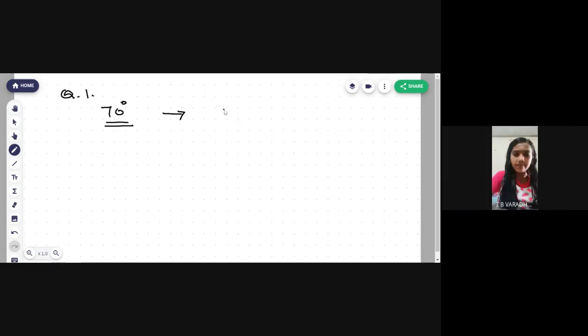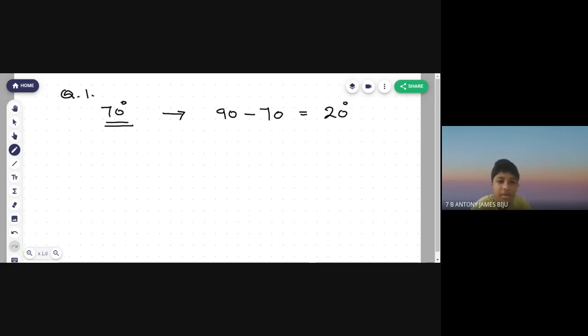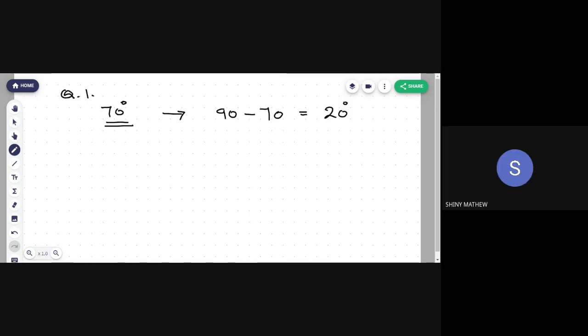Miss, 90 minus 70. Okay, so you can give this step by step: 90 minus 70, because if the sum of two angles is 90, then we can say they are complementary angles. So we can find the complement of 70 by subtracting 70 from 90. So 90 minus 70 is equal to 20 degrees. Anthony, he is subtracting 90 degrees minus 70 degrees. That is important. Every time you use 90 degrees. That is good. 90 minus 70 is equal to 20. Okay, it is option number A.